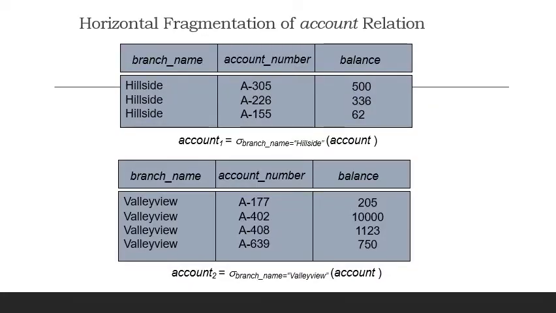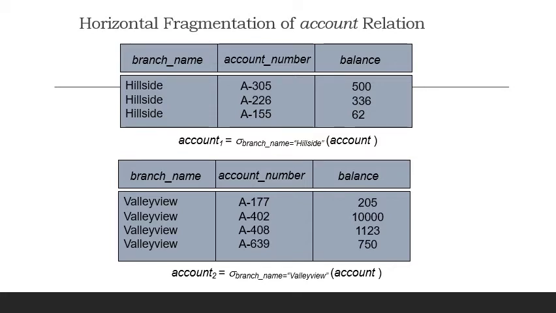Let's see horizontal fragmentation in detail. In horizontal fragmentation, a relation R is partitioned into a number of subsets R1, R2 to Rn. Each tuple of relation R must belong to at least one of the fragments so that the original relation can be reconstructed if needed. As an illustration, the account relation can be divided into several different fragments, each of which consists of tuples of accounts belonging to a particular branch.